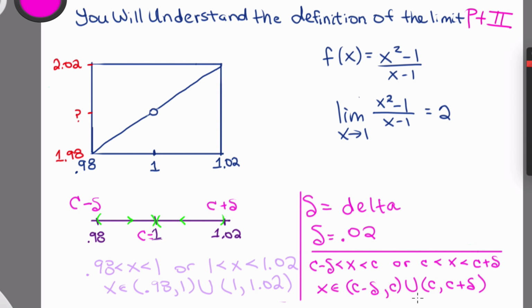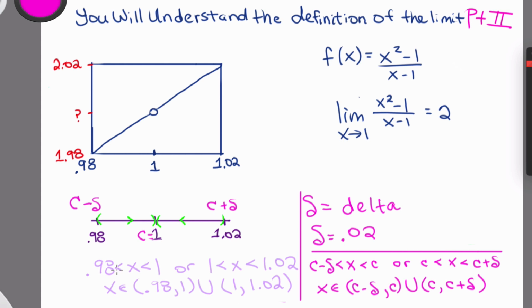Using this information, I can rewrite my interval. Remember, 0.98 can be represented by c minus delta, where c is 1 and delta is 0.02, and c plus delta can replace 1.02. Therefore, everywhere I see 0.98, I'll replace it with c minus delta. Everywhere I see 1, I'll replace it with c, and everywhere I see 1.02, I'll replace it with c plus delta.